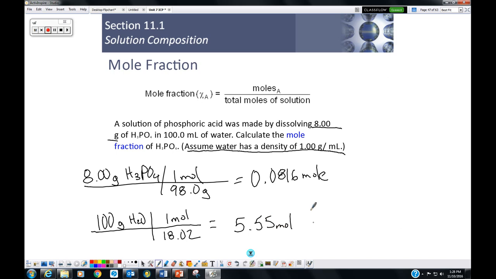All right. So now to set up our mole fraction. Mole fraction is represented by an X. You can see it right here. So it's going to be X H3PO4 equals, so we'll put the moles of H3PO4 on top. Is that a times? Is that what that means? No, it's mole fraction. It's this little goofy, I think it's a chi.